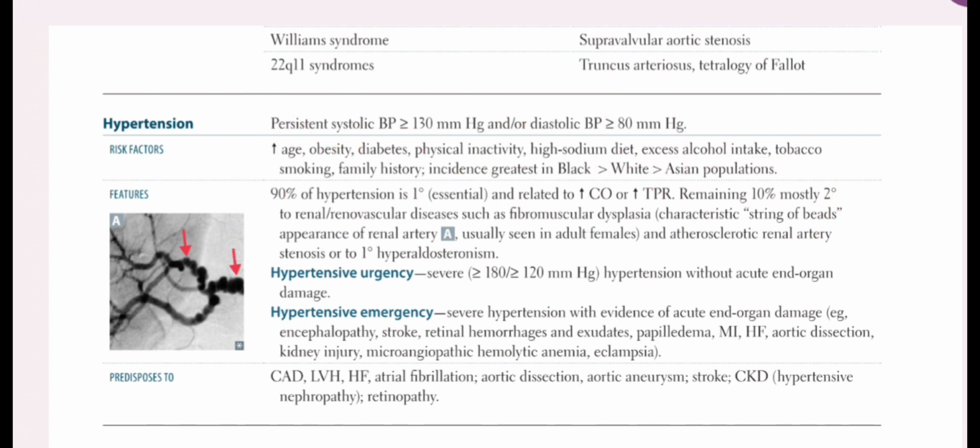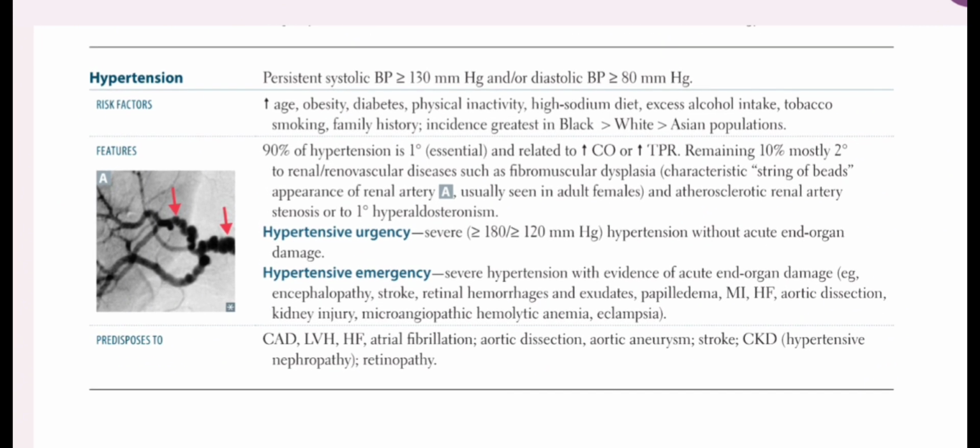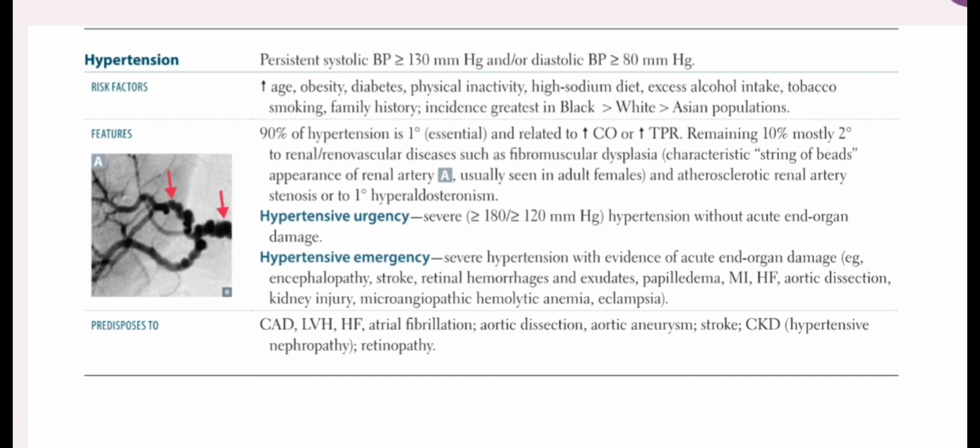The risk factors for hypertension include increasing age, obesity, diabetes mellitus, physical inactivity, and high sodium diet, since we know that high sodium is responsible for conserving more water in the body. Therefore, a high sodium diet can cause increased preload and hypertension. Then we have excess alcohol intake, tobacco smoking, family history, and the incidence is reported more in black than white population.